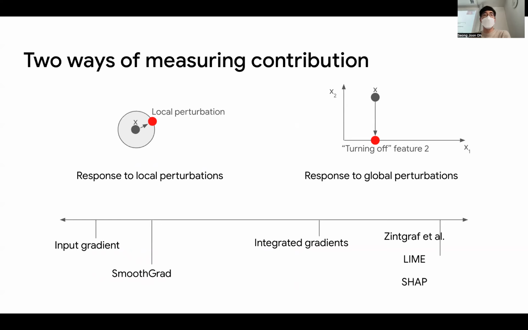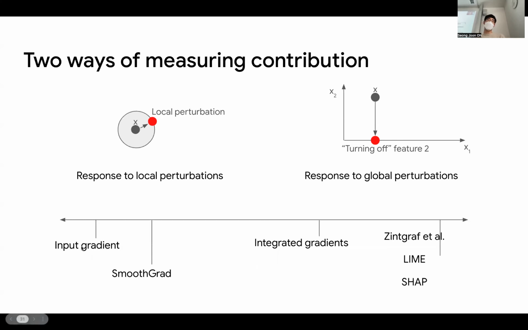So there are two extremes of measuring contribution in this domain. One extreme is you are making very local changes in your input and then measuring the response of your network. The other case, we are measuring those counterfactual responses by turning off some of the features entirely. And by turning off, we have a connotation of knowing what the missing value, the baseline value, is for each feature.